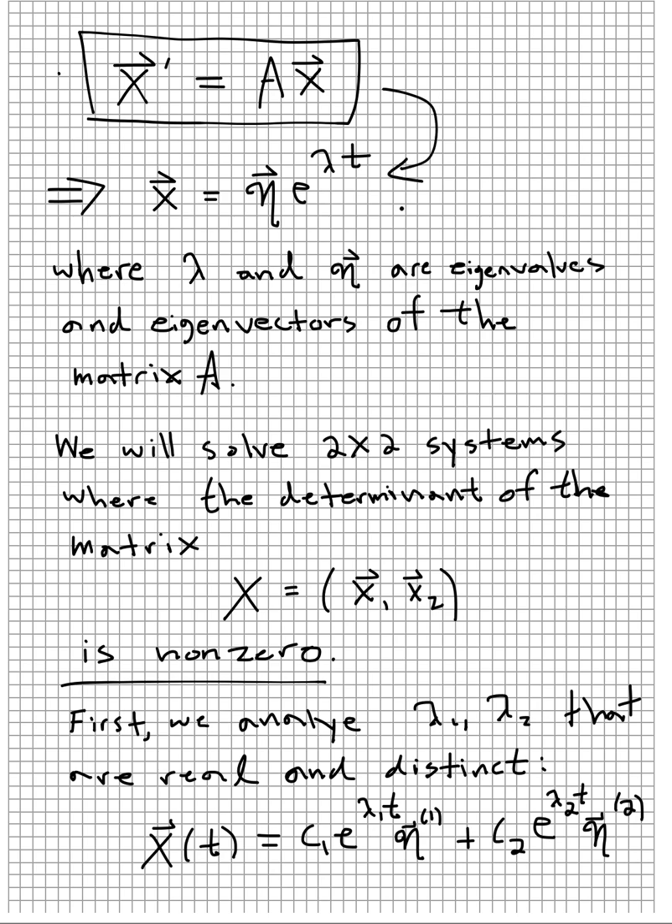Where lambda and nu are eigenvalues and eigenvectors of the matrix. So lambda is the eigenvalue, nu is the eigenvector. Just make sure you guys understand that. And then we will solve primarily 2 by 2 systems where the determinant of the matrix for our solutions is non-zero. Therefore, our solutions form a fundamental set of solutions and are therefore linearly independent as well. So to begin, we'll first analyze that our eigenvalues are real and distinct, and because they form a fundamental set of solutions, they have the following general solution that we will begin to analyze and cover.